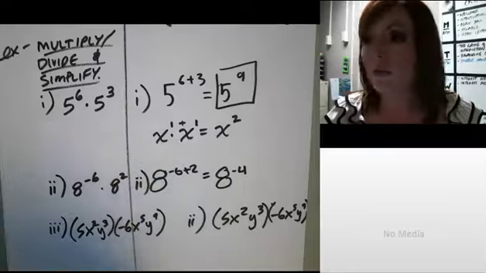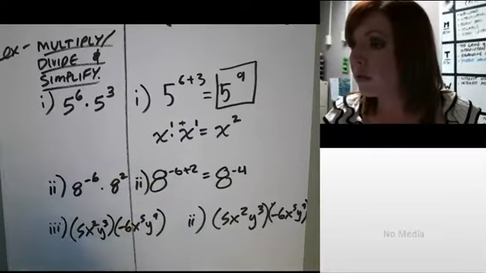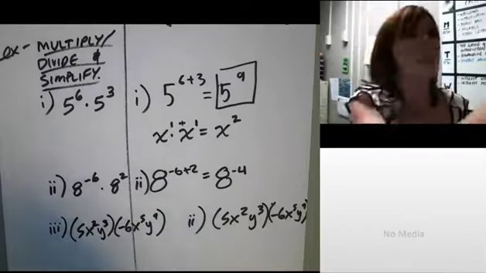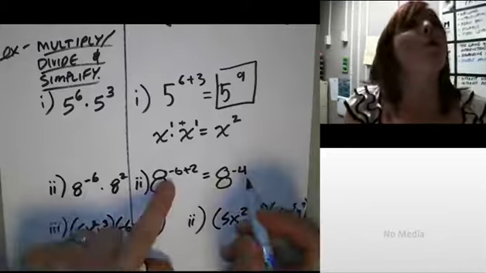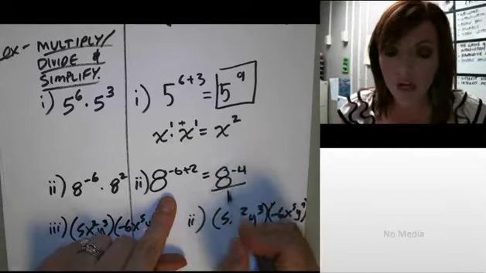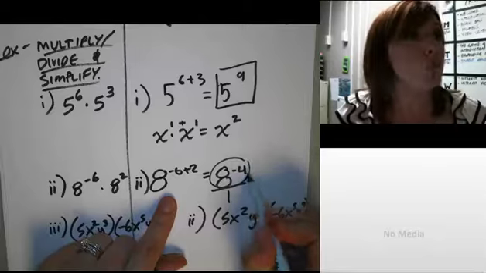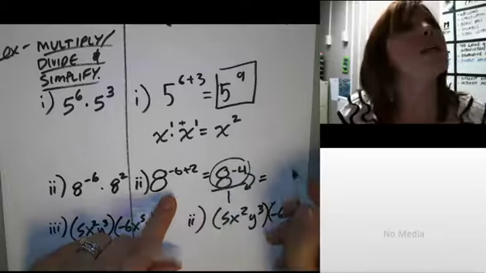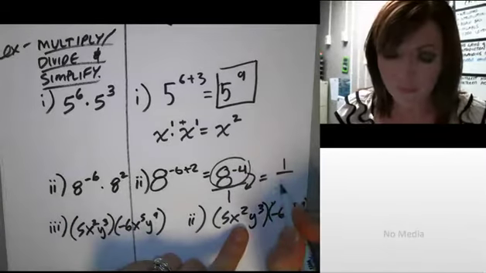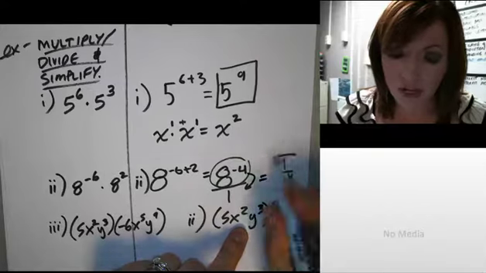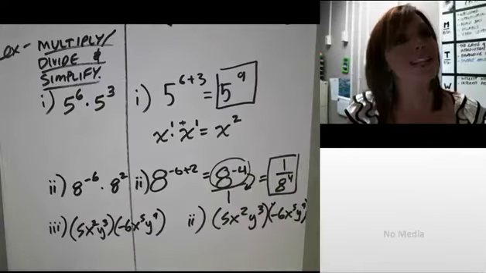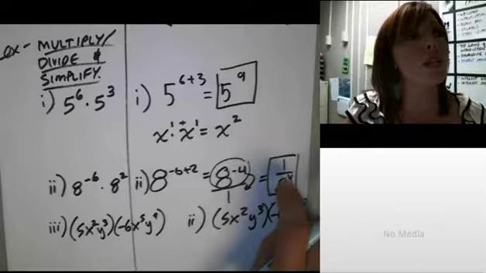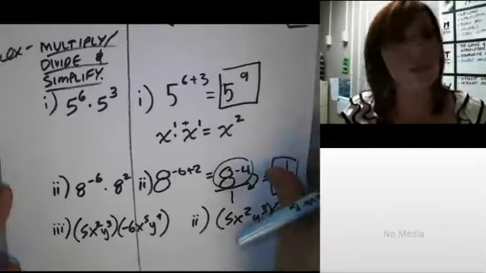Vanessa. Do we not put a 1 over to change the negative? That's good. Excellent. Vanessa said, do we not put a 1 over it and change the negative? You do. You do. Very good. So what does it become? 1 over 8 to the 4th. Perfect. 1 over 8 to the 4th. Nicely done. Questions? You always want to do that if you end up with negative exponents.